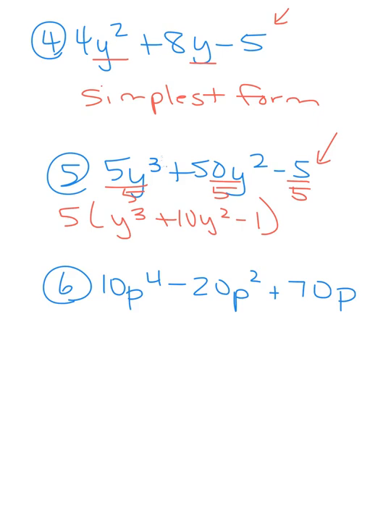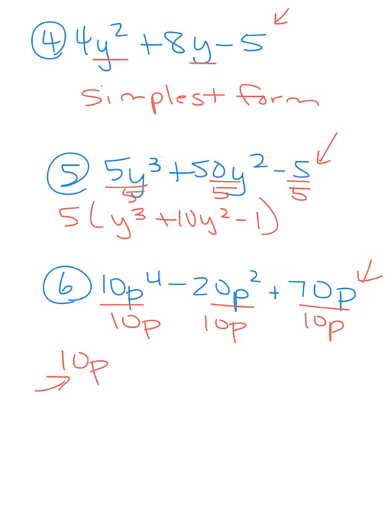In number 6, I notice that each term is divisible by 10, so that looks like that's going to be greatest common factor for me. But on top of it, I do have p in each term. So I have p to the 4th, p to the 2nd, and p to the 1st. So I can only take out a p to the 1st because this last term only has that. It doesn't have any more than just one p. So I'm going to divide everything by 10p because 10p is my greatest common factor.